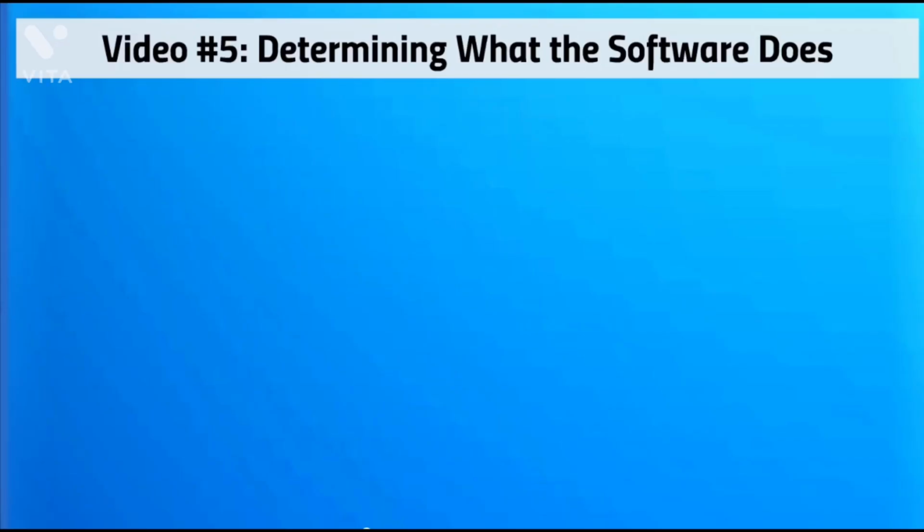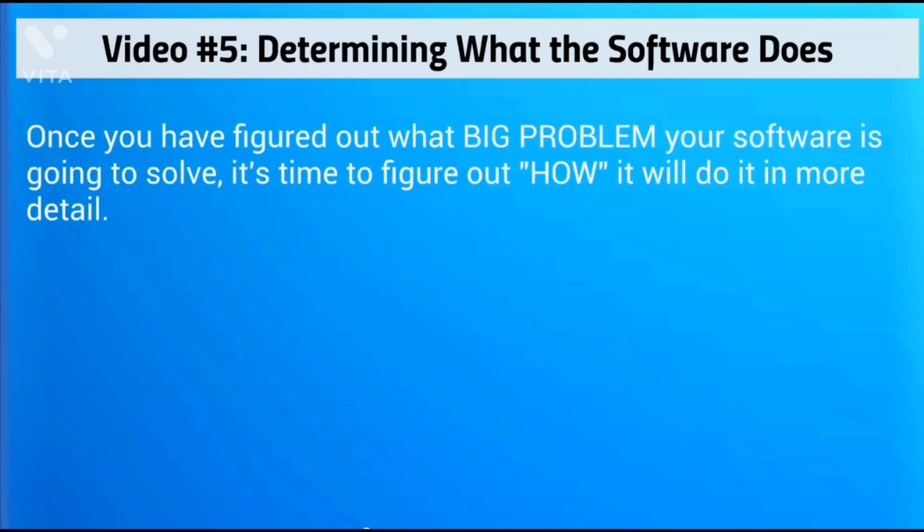Okay, so welcome to video number 5. Let's determine what the software does. Once you've figured out what big problem you're going to solve, it's time to figure out how it will do it in more detail. So in the previous video, we figured out what the solution was, basically how frustrated your consumer would be with the problem and how happy they would be with the problem solved.